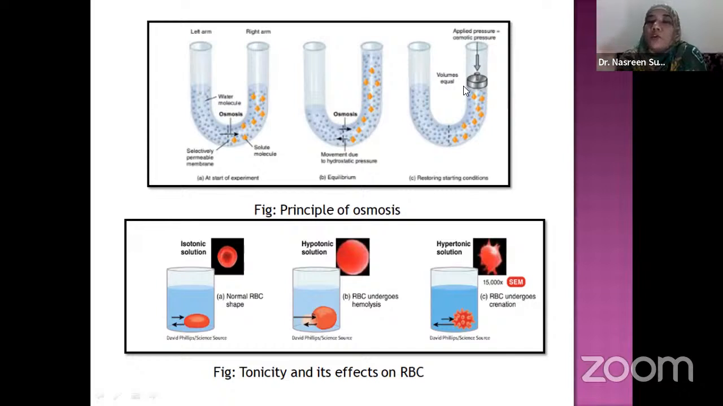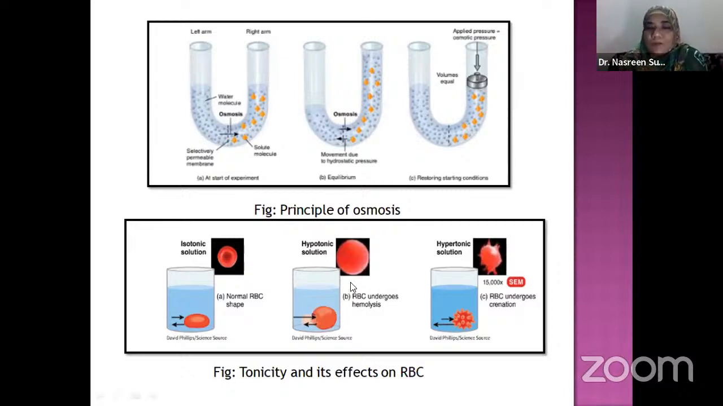Next, if you want to restore the conditions, how will you restore? If you simply put pressure on the right arm, the water will come back to the left arm. So this is osmosis, the movement of water from the left arm to the right arm. This is the principle of osmosis. And the pressure you apply to get back the original state is called osmotic pressure.